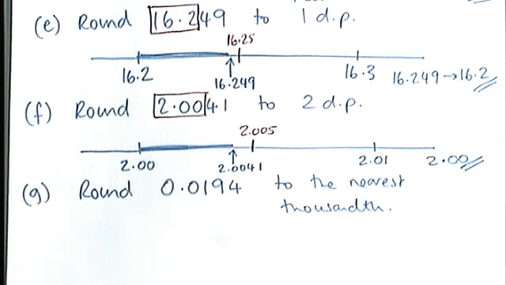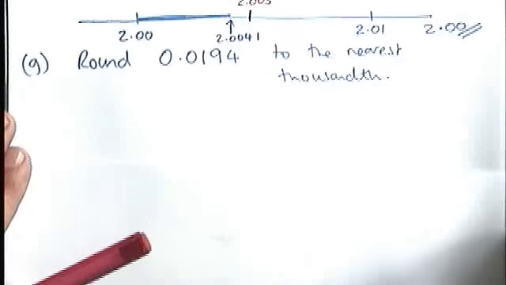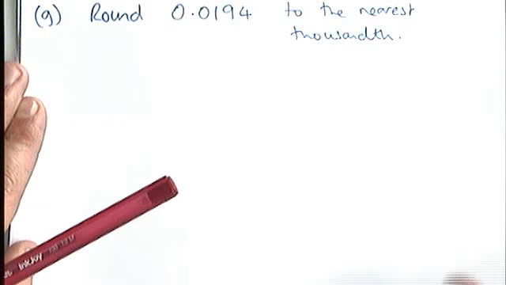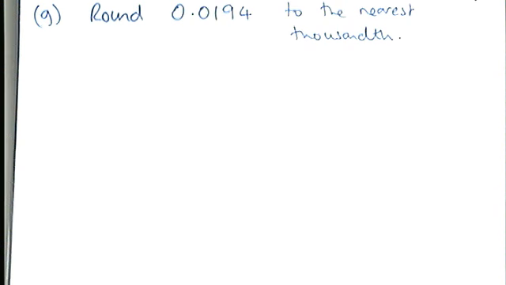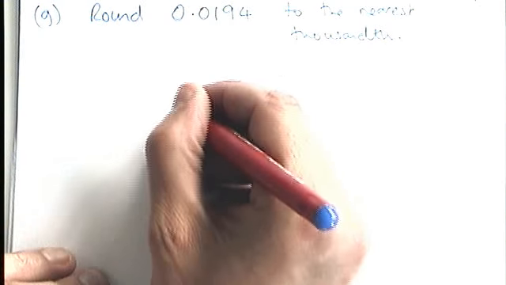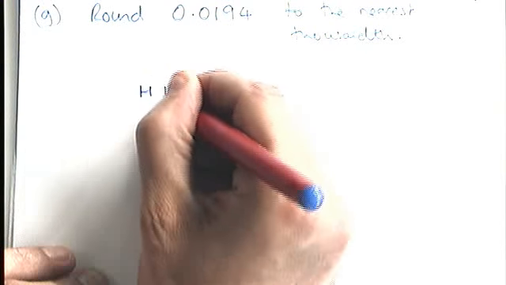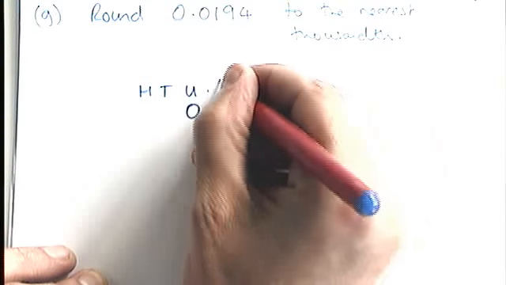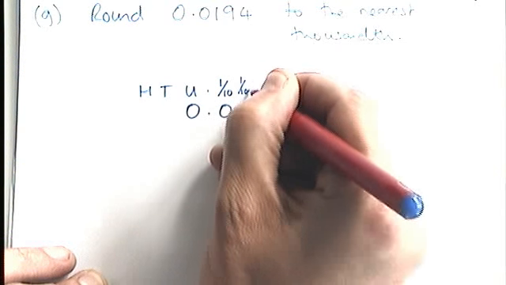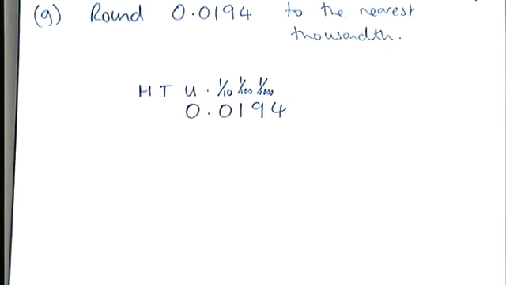And last of all, we've got round 0.0194 to the nearest thousandth. Okay, so I've changed the wording here. No longer talking about decimal places, talking about thousandths. And what you have to know for this is you have to know that numbers work like this. You've got your hundreds, tens and units, decimal point, tenths, hundredths, and then thousandths. So that 9 is the thousandths.